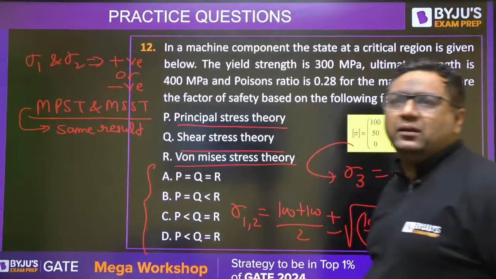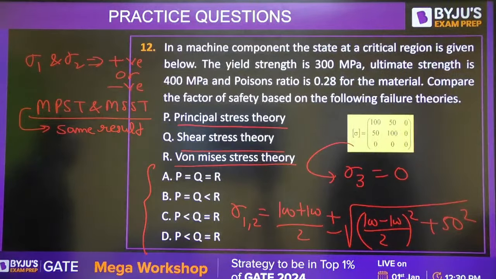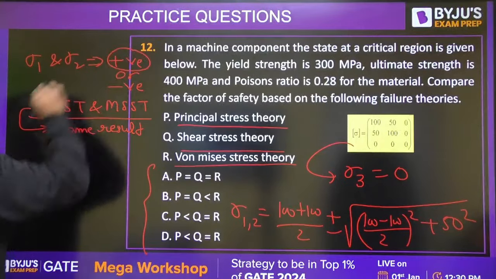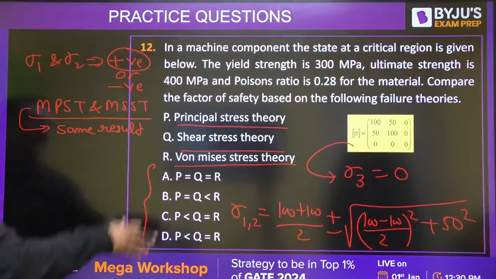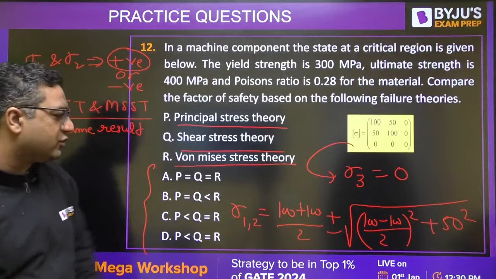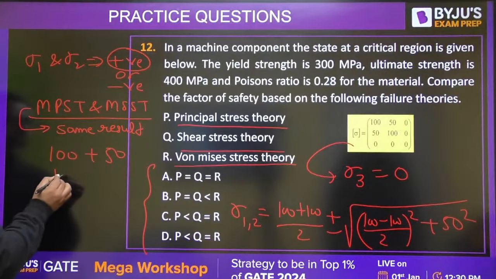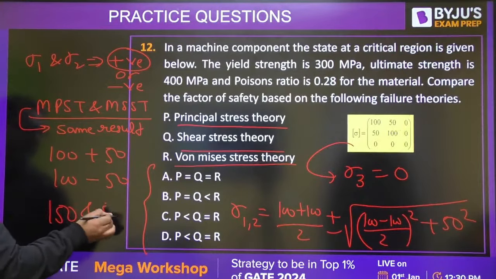Madhuvamshi is saying B, Teju is saying B, Shubham is saying B. Very good, Bhavya. So guys, if you solve it, you will get both to be positive, as the data is showing. Both are going to be positive. You can see this is 50 squared, so the answer would be coming out to be 100 plus 50 and 100 minus 50. So 150 and 50 are the answers, both positive.